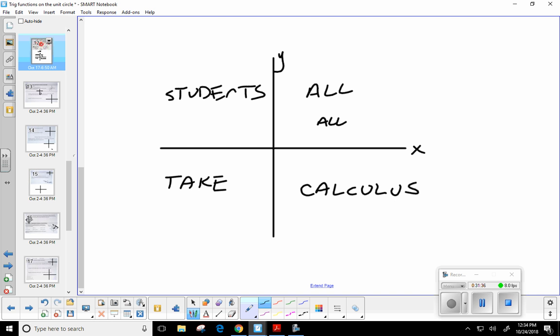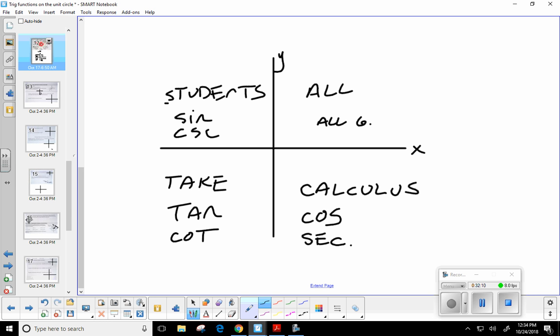So all 6, from sine all the way to cotangent, are going to be positive in quadrant 1. What do you think the S stands for? Sine. Then this would be tangent, and C would be cosine. Now, the good news is wherever a trig function is positive, its reciprocal would also be positive. So if sine is positive here, so is cosecant. What's with tangent? Cotangent. And what's with cosine? Secant.